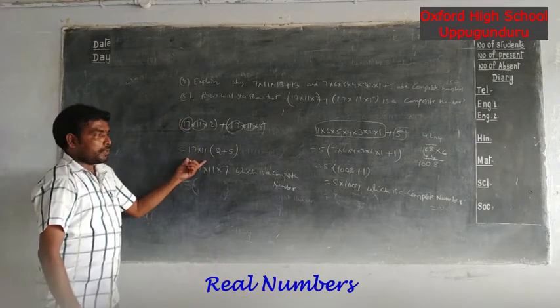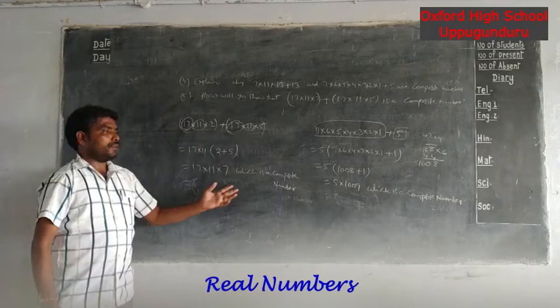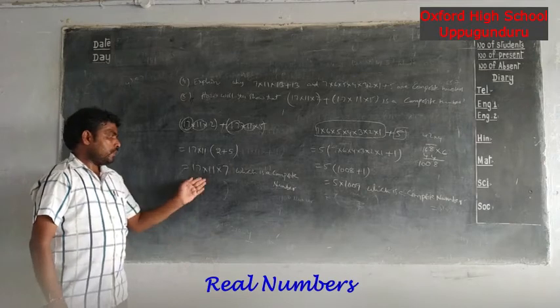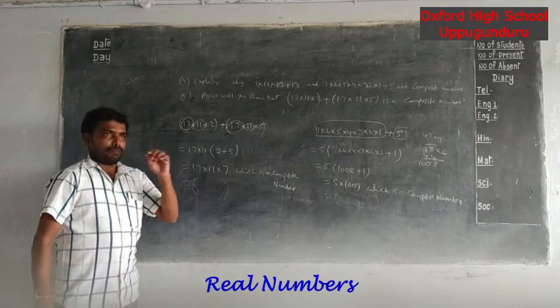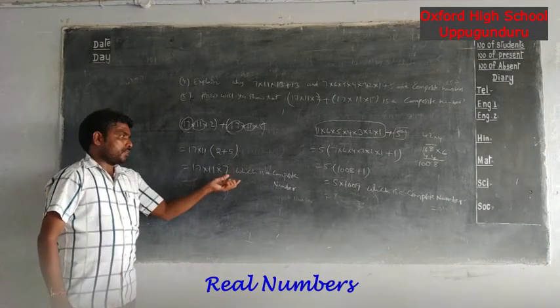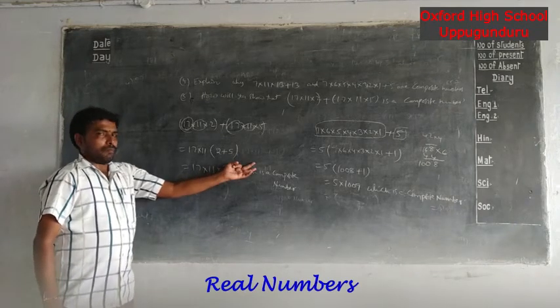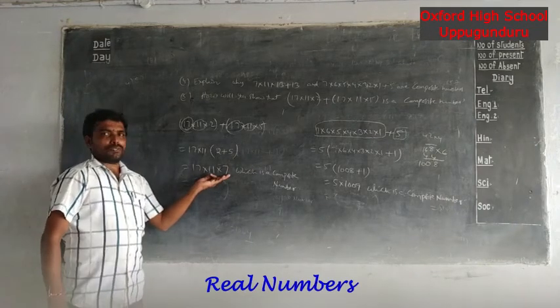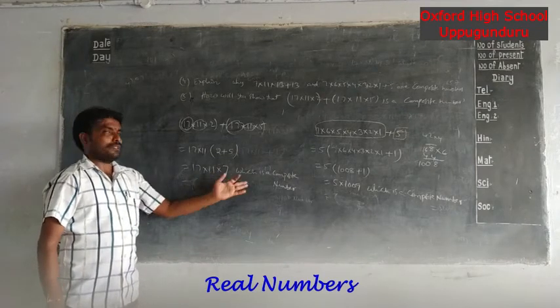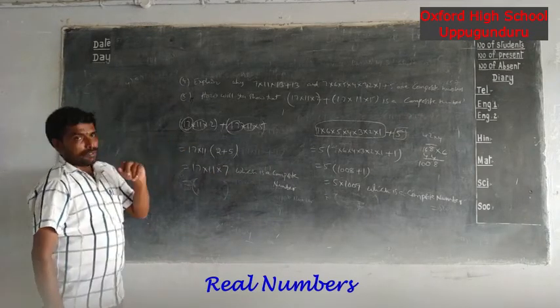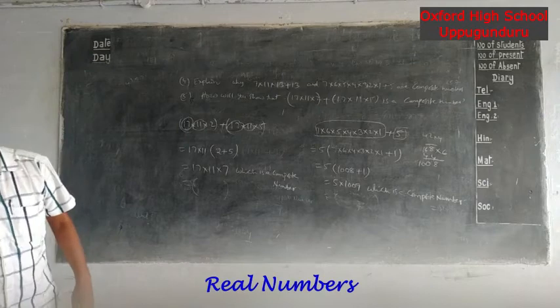Simply by taking common and adding these two, we are writing it is a composite number. Why? Because the product of three numbers gives another number, meaning these three numbers are factors of that number. That means that number has at least these three numbers. That's why you can consider this a composite number. So this is about the fifth problem. Next, the sixth one.